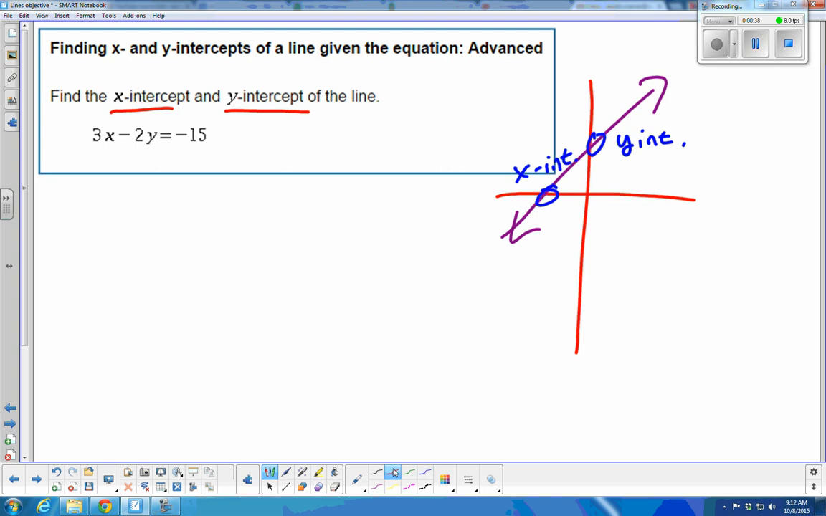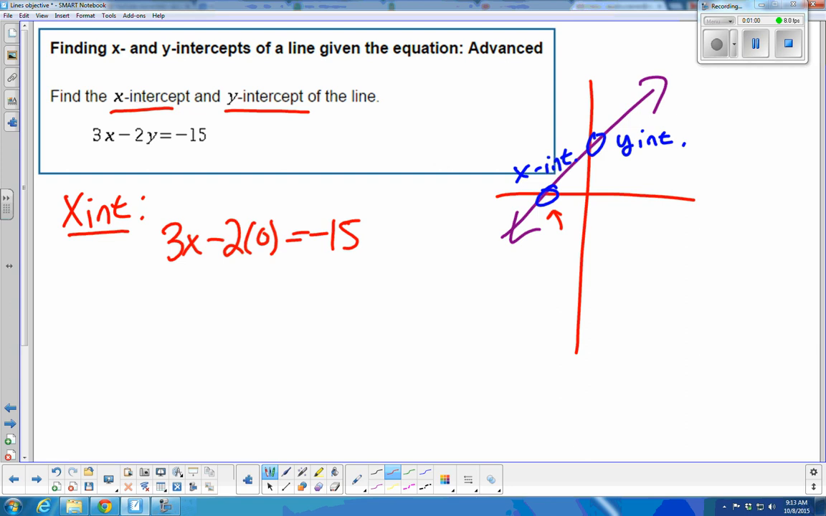All you have to know is that for the x-intercept, it's going to have a y value of 0. So if you think about it, let's do the x-intercept first. Okay, here we go. What you need to do is put a 0 in for the y. So that's going to be 3x minus 2 times 0 equals negative 15.